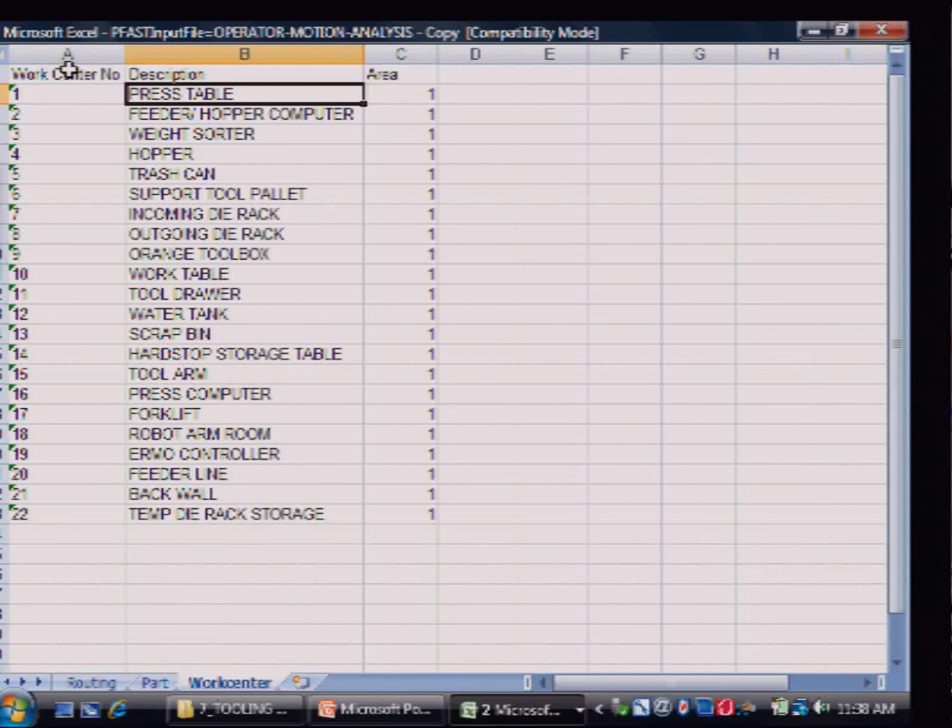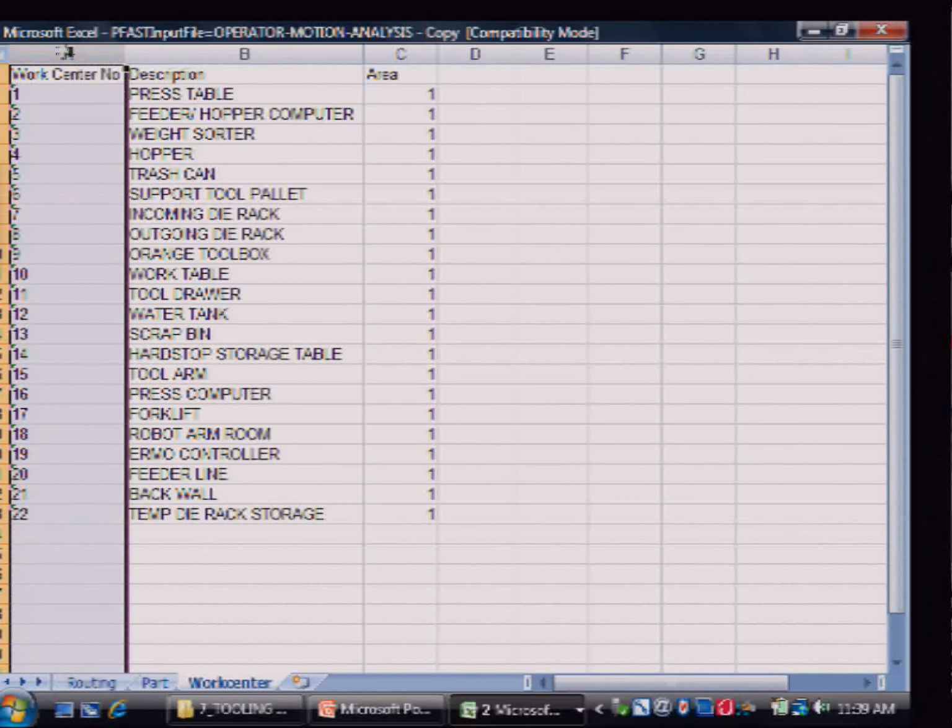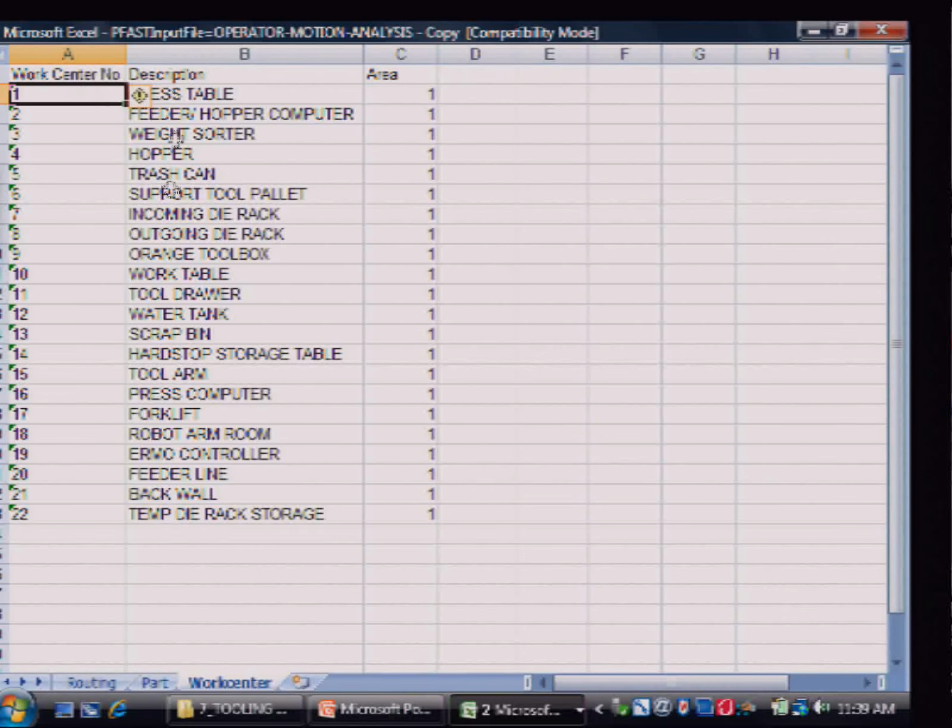Work center. Since we are using FAST now for the 4th stage of tooling analysis, it's not that the routings are touching machines, it's now that the routings are basically touching work points. So it doesn't matter that this is a work center number. All we are saying is that in this column here, these are all the work points around the machine, the press, that the person was seen to be visiting to do various activities. So with each step, you associate a particular object in the workspace. Work center 1 is actually the press table. This is where the person really is doing most of the work.